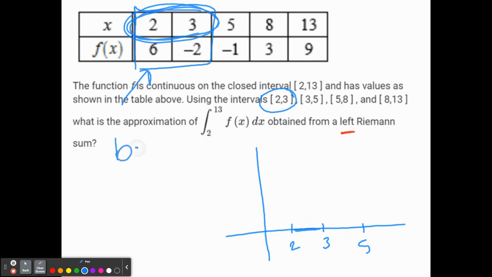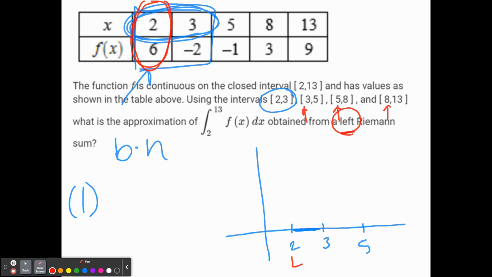So using base times height, the formula of a rectangle, I know my base for this first rectangle is going to be 1 because the distance between 2 and 3 is just 1. Now, calling in the fact that this is a left Riemann sum, if I want to find the height of this first rectangle, I need to look at the left endpoint. 2 is the left endpoint of the interval from 2 to 3. For 3 to 5, 3 would be the left endpoint. For 5 to 8, 5 would be the left endpoint, and for 8 to 13, 8 would be the left endpoint.